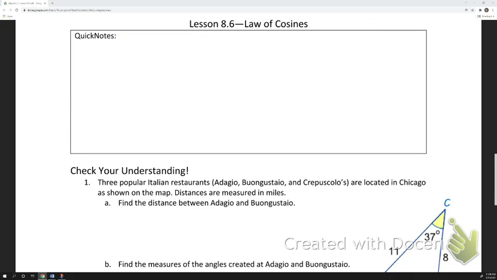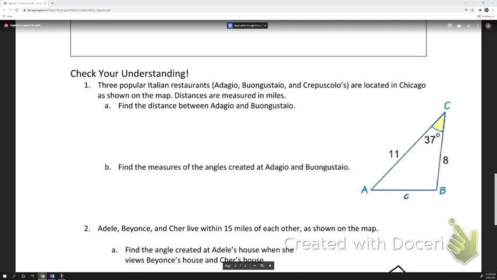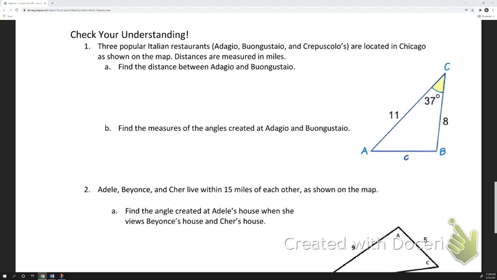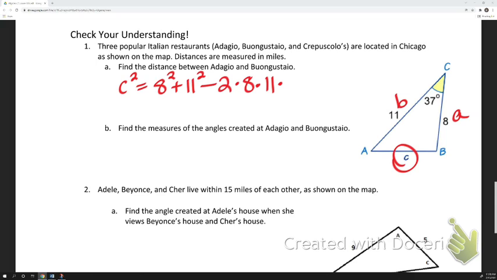All right. In number 1, we've got a triangle, and it's labeled A, B, and C, which is great. What do we have? Yes, we have angle C. We have side A and side B, and I want to know side C. So which of those 3 equations that we wrote in the quick notes are we going to use? The last one. So I have c squared. I don't know that. I do know a, that's 8, so 8 squared. And I do know b, that's 11 squared. And I'm going to subtract 2 times my a times my b, which is 11, times the cosine of angle C, which is 37 degrees.